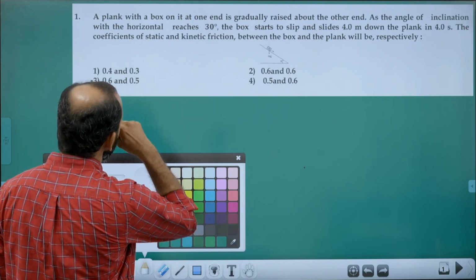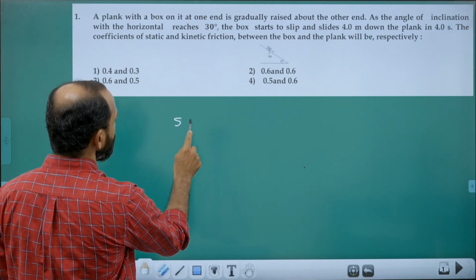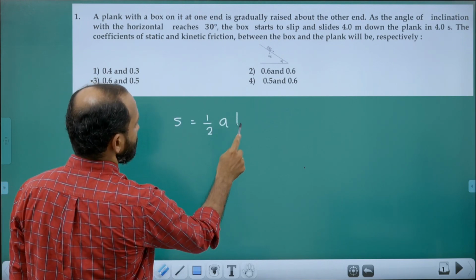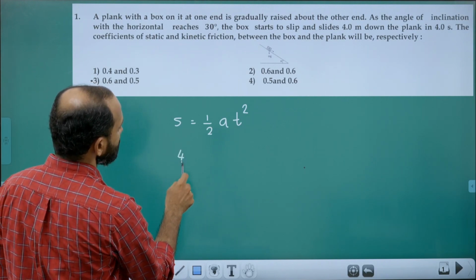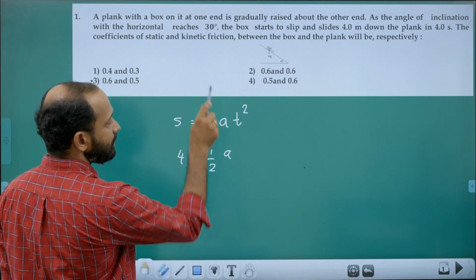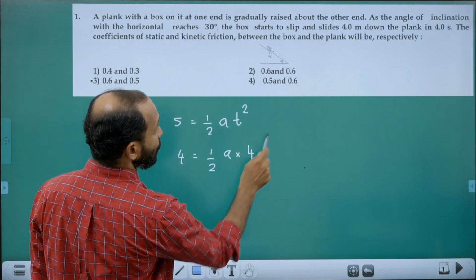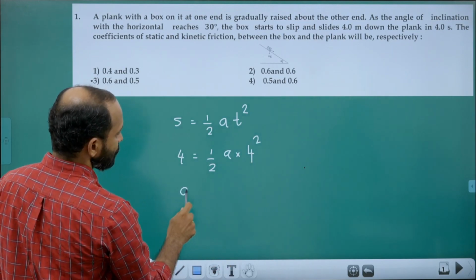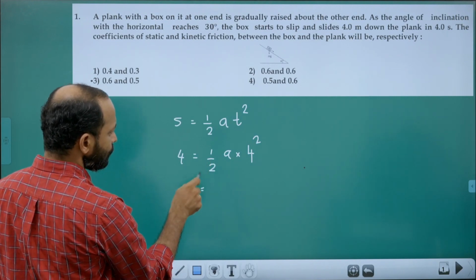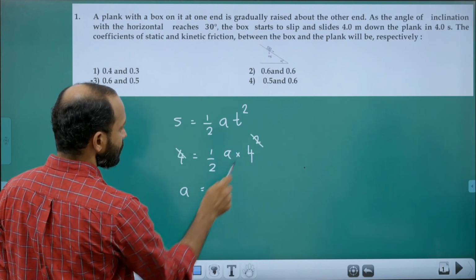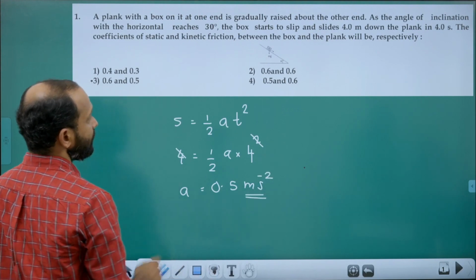You can find out the acceleration first by using the kinematic equation. S is equal to ut plus half at square. As it starts from rest, u is 0. So the distance traveled is 4 meters, equal to half times acceleration along the plane times t square. T is 4 seconds, it is given, so 4 square. From this you get 4 by 16, that is by 2. Cancel this one, you get 0.5, right? Acceleration is 0.5 meter per second square.